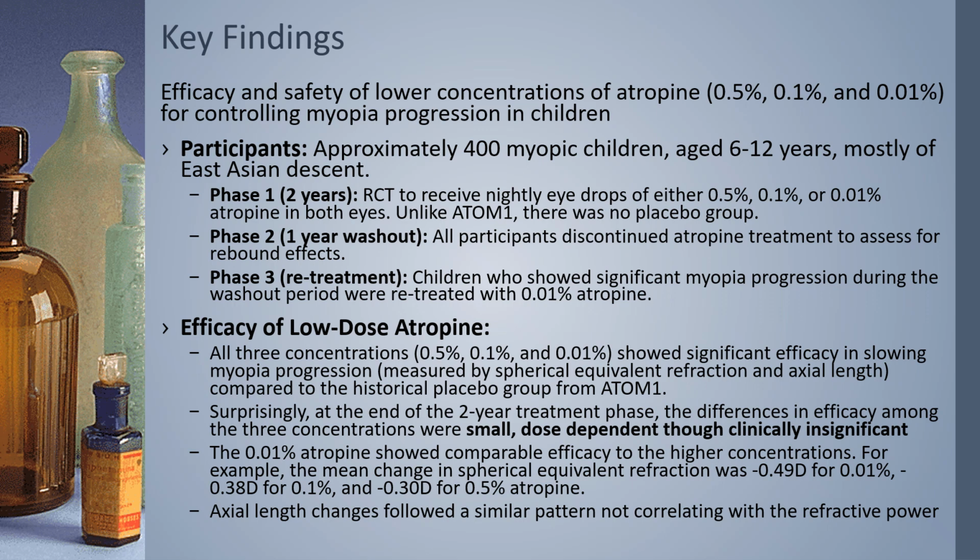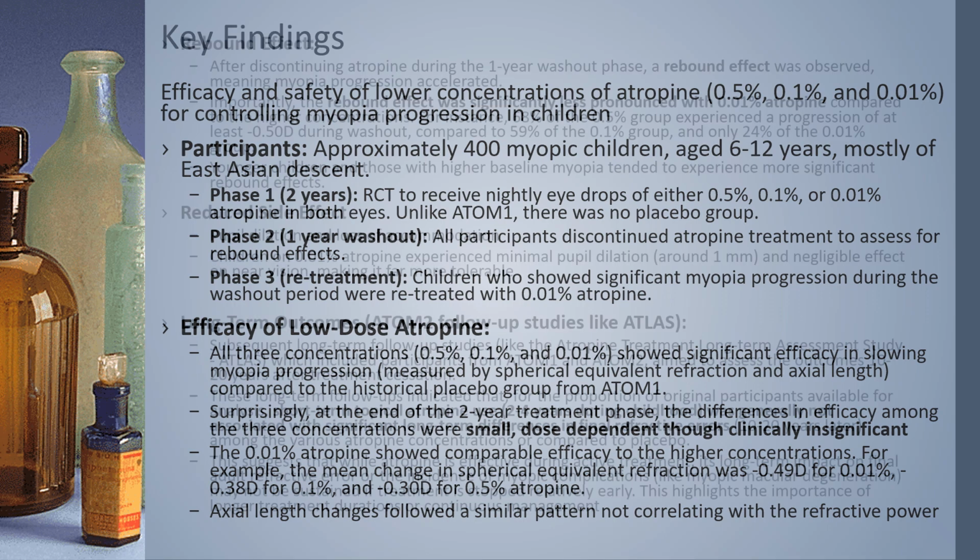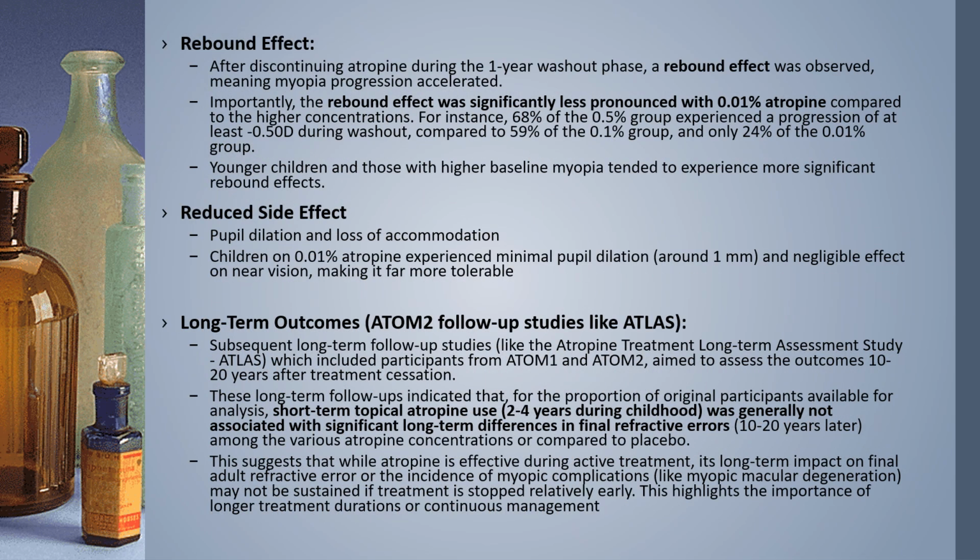And most of the effect of 0.01% actually came in the later part of the second year. So those were some of the key findings. Now, after 2 years, and after discontinuing atropine for a 1 year washout phase, obviously a rebound effect was observed. It was about these two important aspects of low concentration atropine: one about axial length not exactly correlating with the glass power, and the rebound effect.